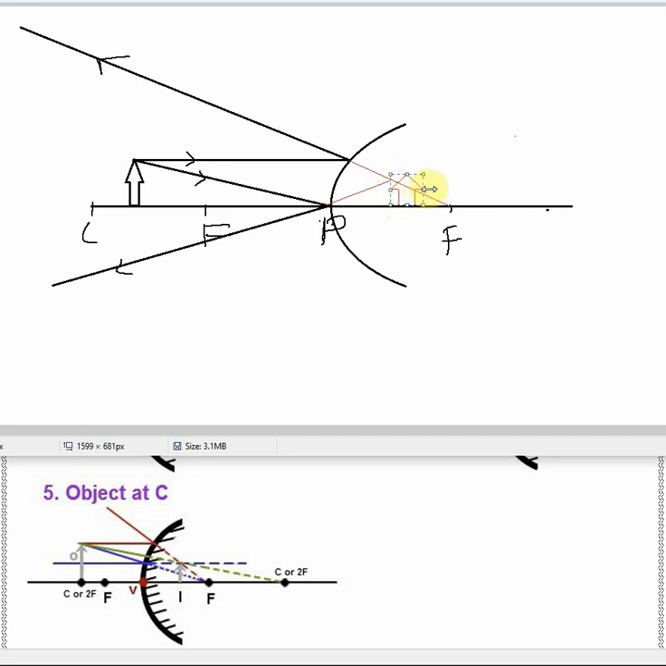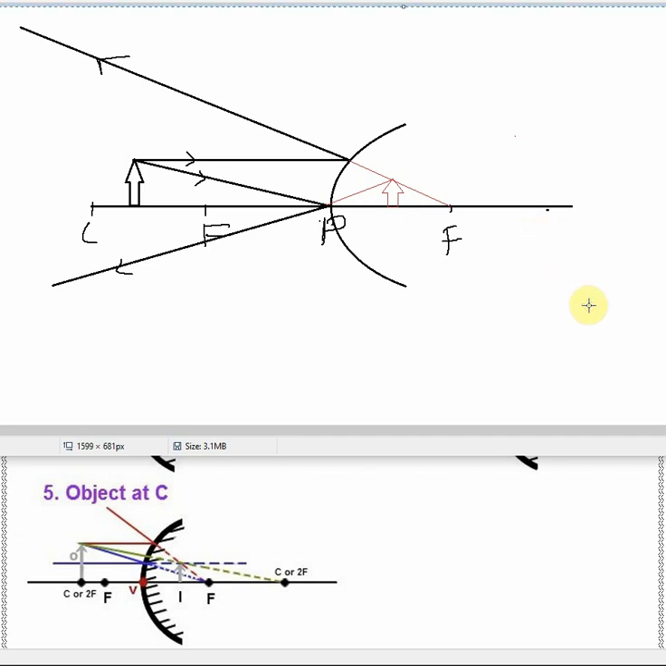Done. So this is the image. Once again, it is a virtual image, upright image, diminished image, and between P and F. These drawings are all the same. All the 5 drawings in case of convex mirror will come almost the same. The image will never be beyond F, it will always be within F.